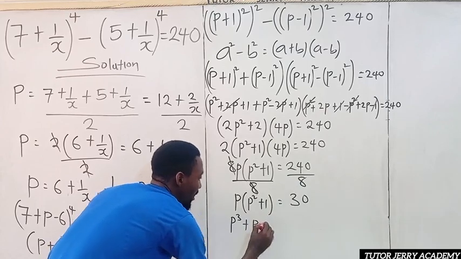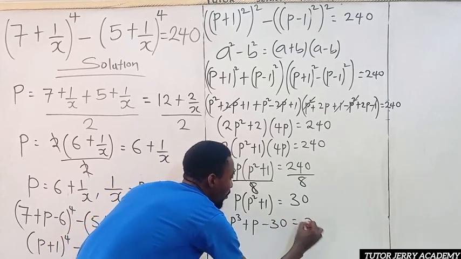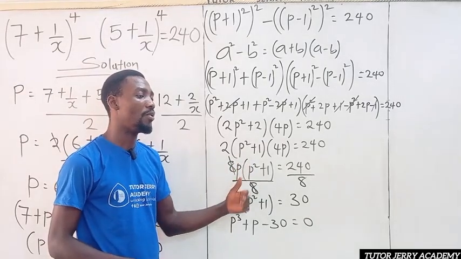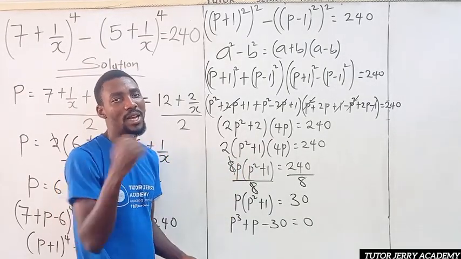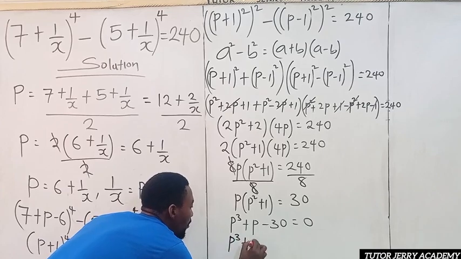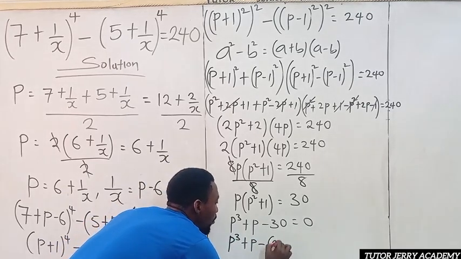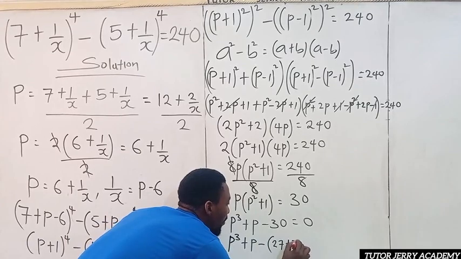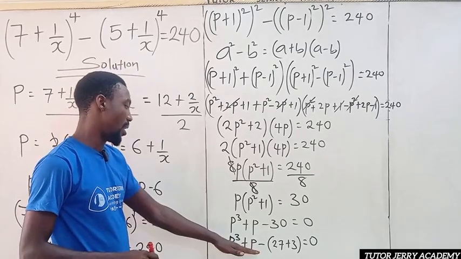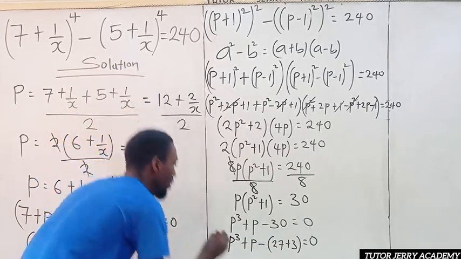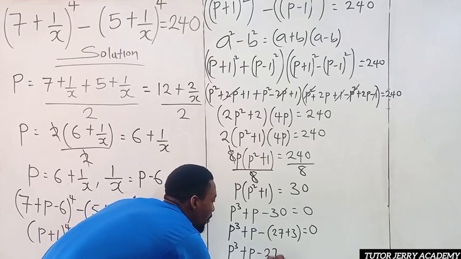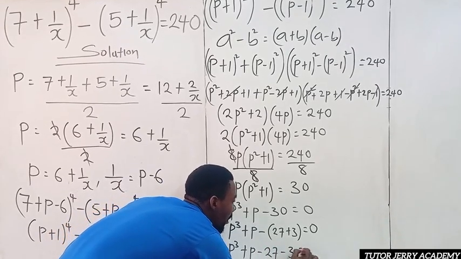Then I can bring in this 30 here. I'm going to have it as negative 30 equals to what? 0. Alright. Now, this 30 now, I'm going to rewrite it in form of what? 27 plus 3. So if I do that, I'm going to have this to be p cubed plus p minus into 27 plus 3 equals to what? 0. Alright. So by so doing, if I expand the bracket again, I'm going to have p cubed plus p minus 27 minus what? Minus 3 equals to what?